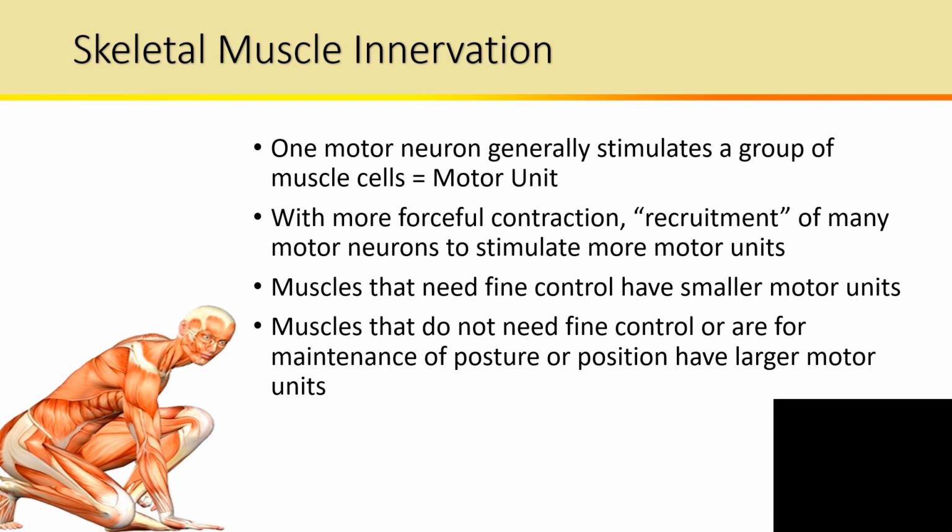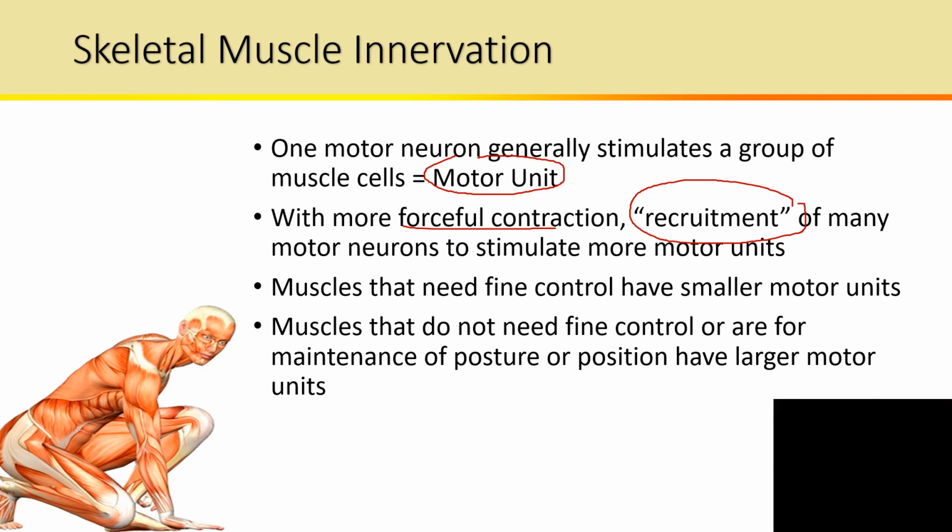So one motor neuron generally stimulates a group of muscle cells, and that's called a motor unit. Sometimes you only have to exert a little bit of force, sometimes you have to exert a lot of force. Forceful contraction is what we call recruitment. Recruitment simply means the more motor units that are stimulated, the stronger the contraction force is going to be. So therefore, this is important.